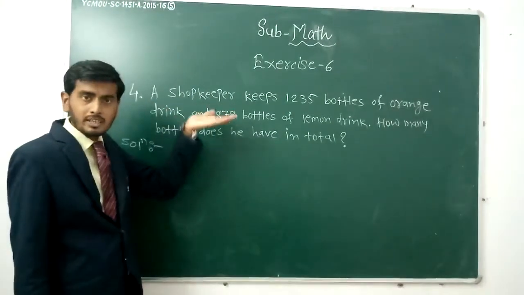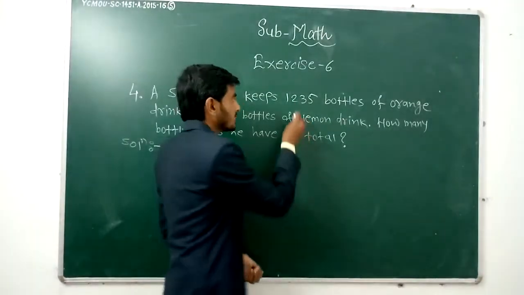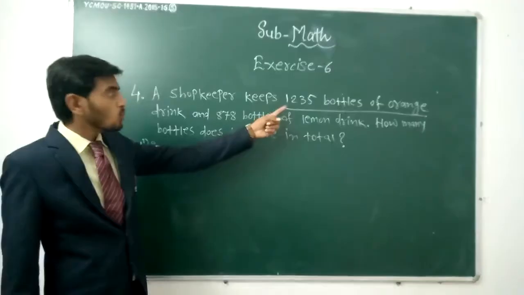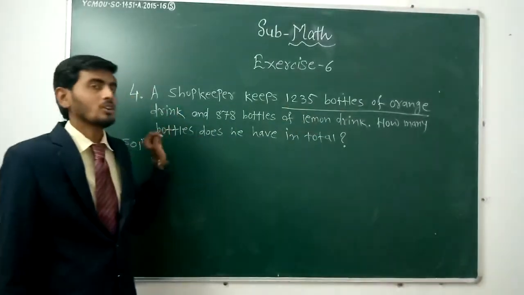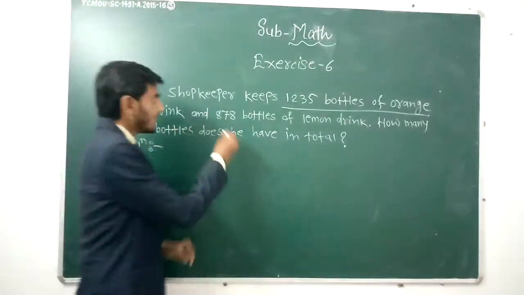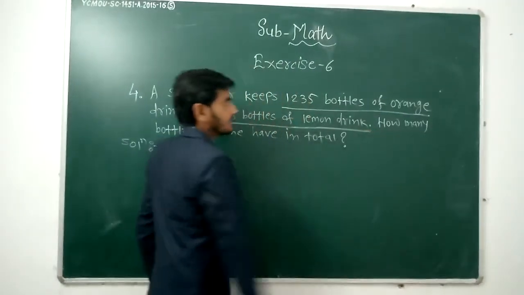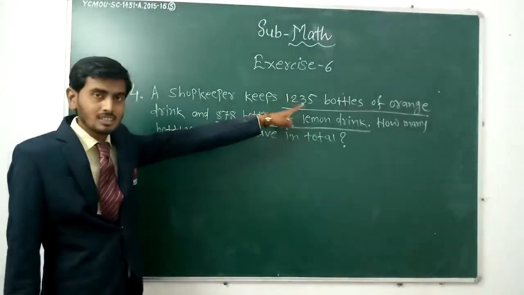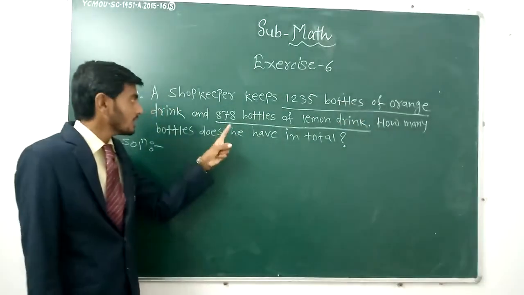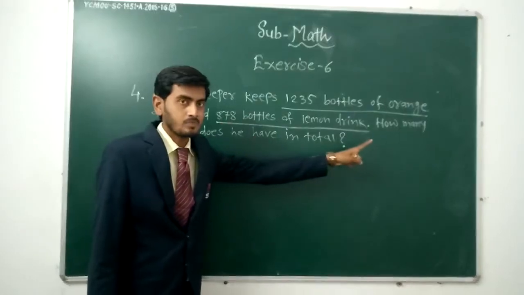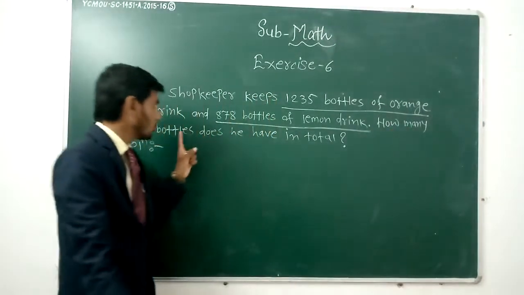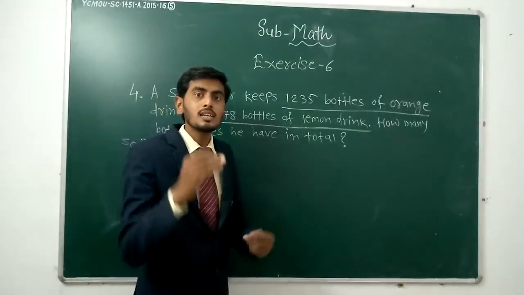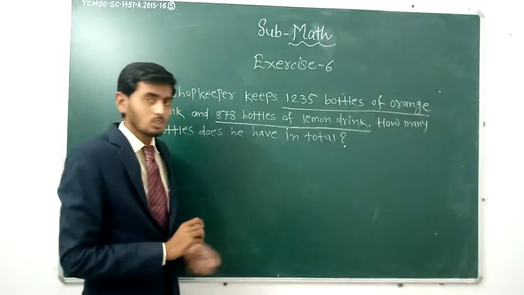Shopkeeper hai, shopkeeper ke paas 1235 bottles orange drink hai aur 878 bottles lemon drink hai. So our question is, how many bottles does he have in total? तो शॉपकीपर के पास टोटल कितने बॉटल्स हैं? So find out the answer of this.